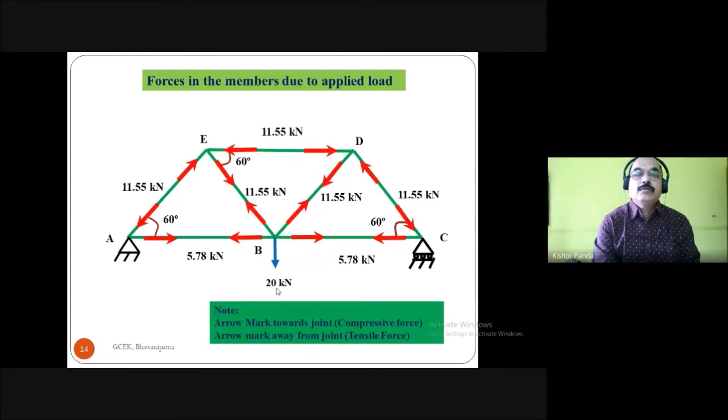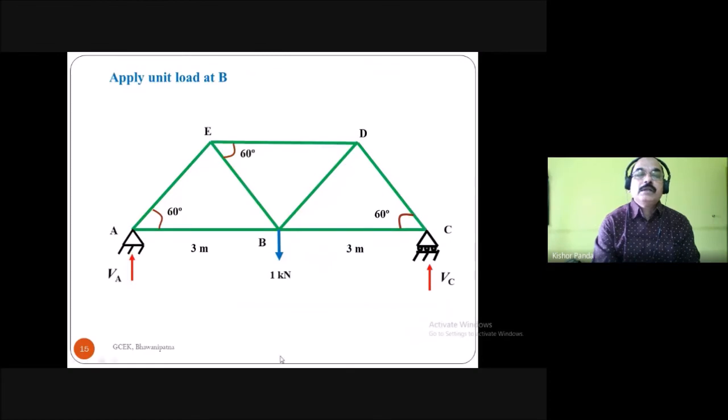Remove that 20 kilonewton load, and here you have to apply the unit load at point B, and due to this unit load, find out what is the reaction at A and what is the reaction at C. Because here the loading is symmetrical, and the geometry is symmetrical. So what is the reaction at A and what is the reaction at C? So this is your 1 kilonewton. So the reaction at A is half kilonewton, and reaction at C is half kilonewton.